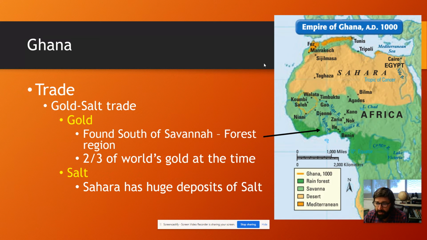And at this time in history, about two-thirds of all gold in the world is found in a relatively small area in Africa. That's going to be under the control of Ghana and eventually some of the other empires as well. So a lot of gold in this area. That makes them immediately a big player on the trade scene.